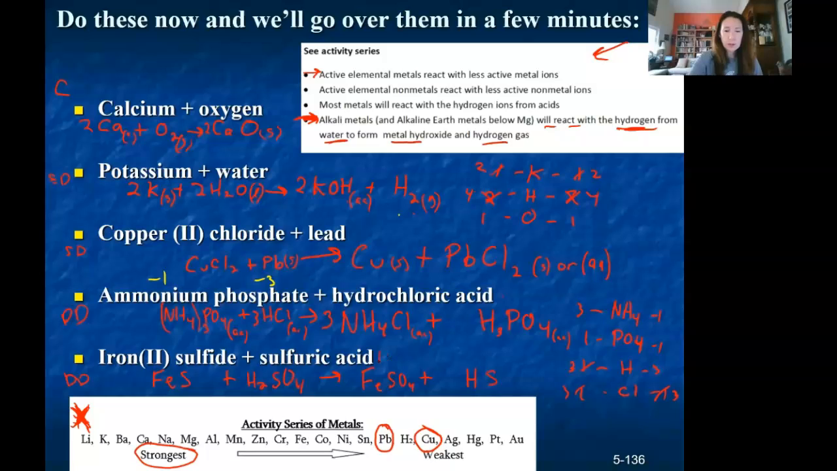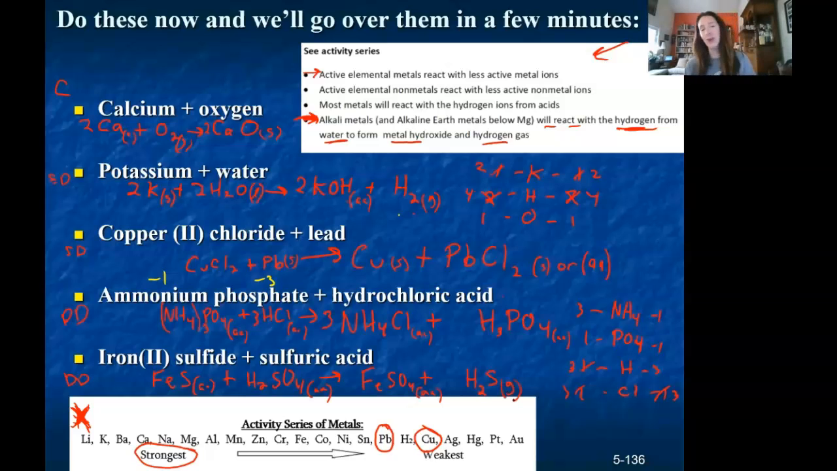Iron's +2, sulfate's -2, so we're good. Sulfur's a -2, hydrogen's actually a +1, so we need to put a 2 here. And then we're balanced. And again, however you balance, it's fine however you do it. And look, it's nice and balanced. Again, you could have said aqueous or AQ here. Acids are always AQs. This one is an AQ, and this one's a gas.